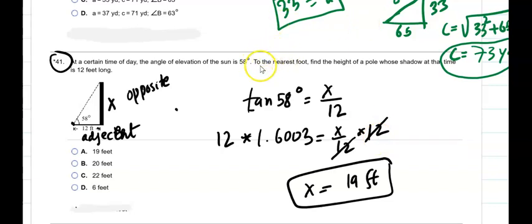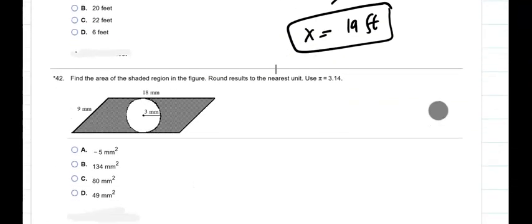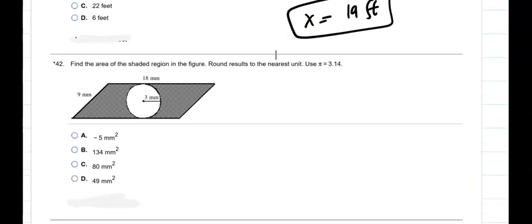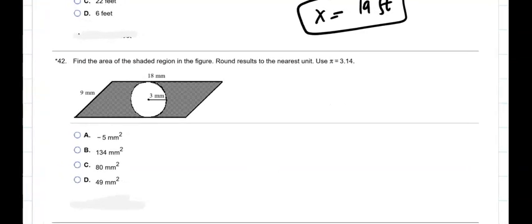The instructions say round to the nearest foot, so 19 feet is the answer. Okay, so question 42. Find the area of the shaded region in the figure. You have to find the area of this parallelogram, and the area of the circle, and you subtract it.